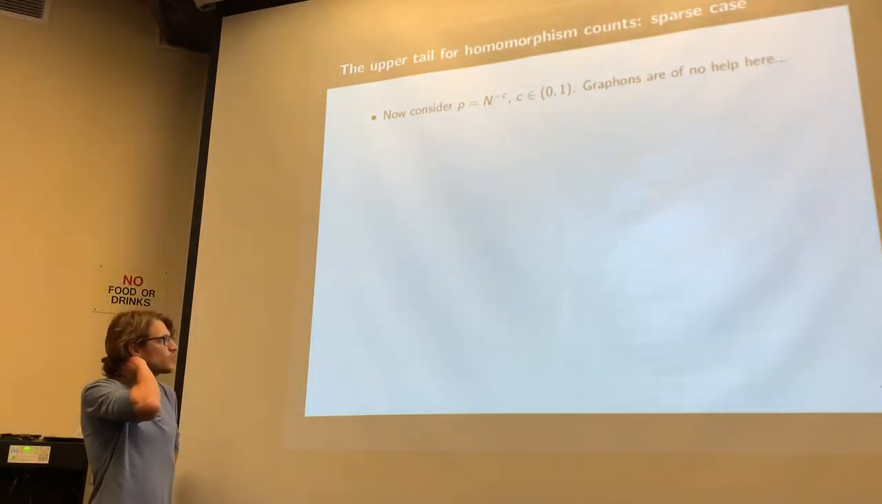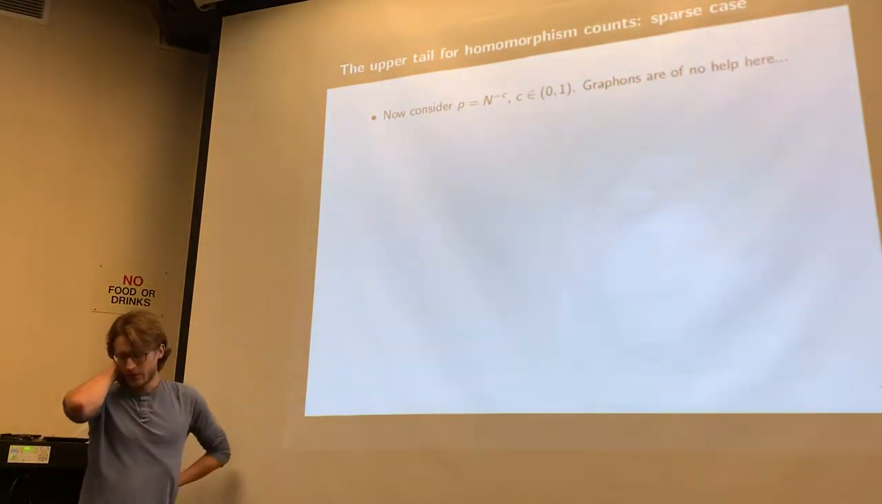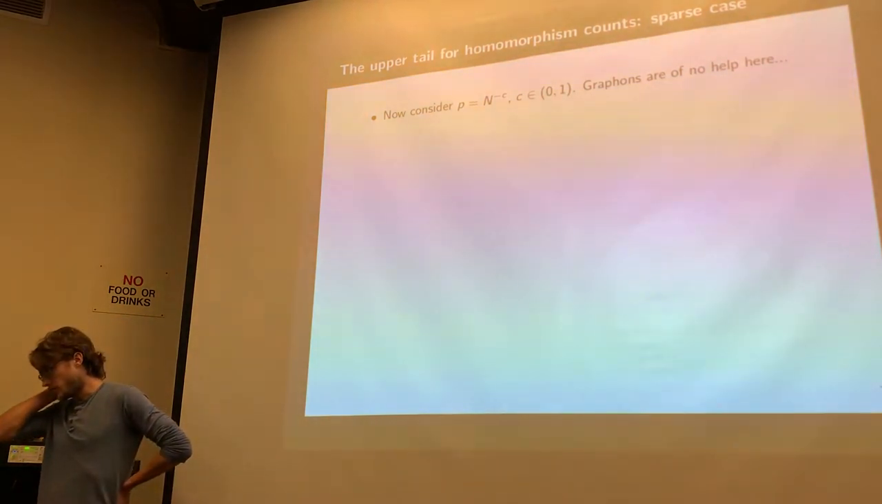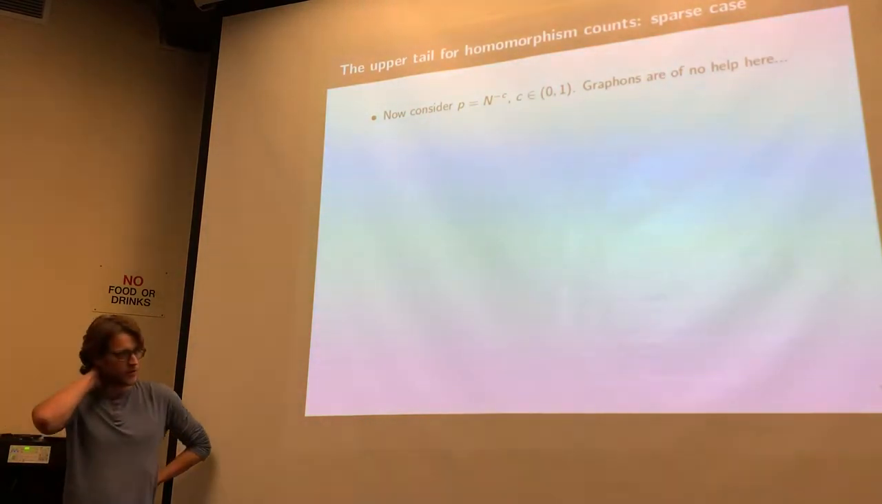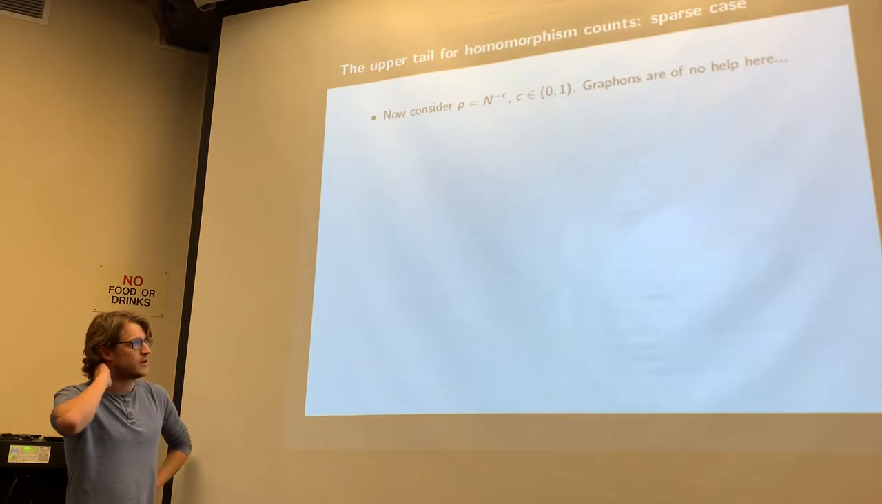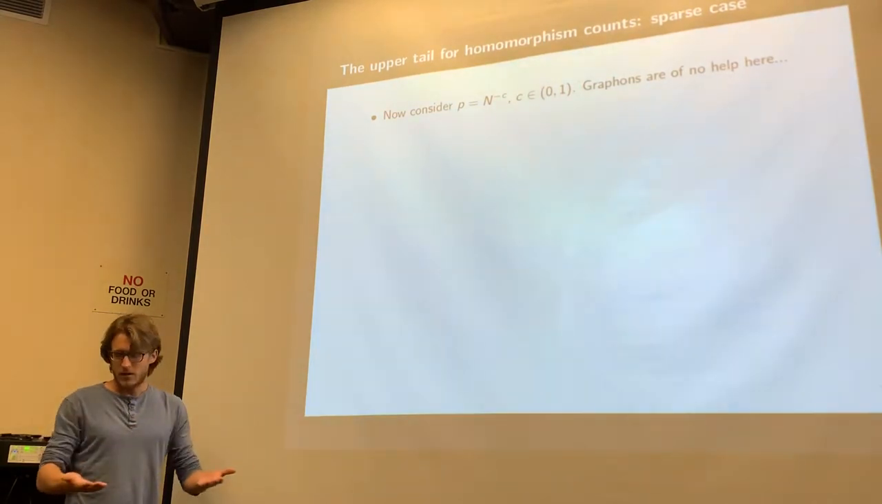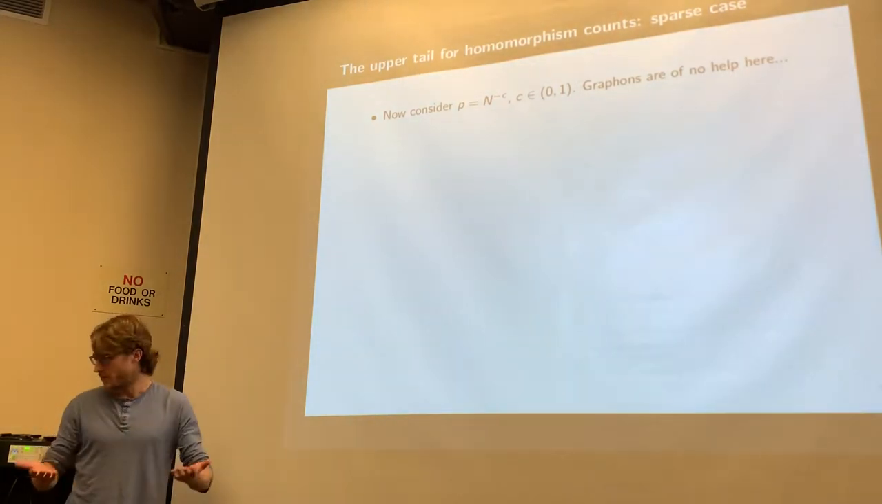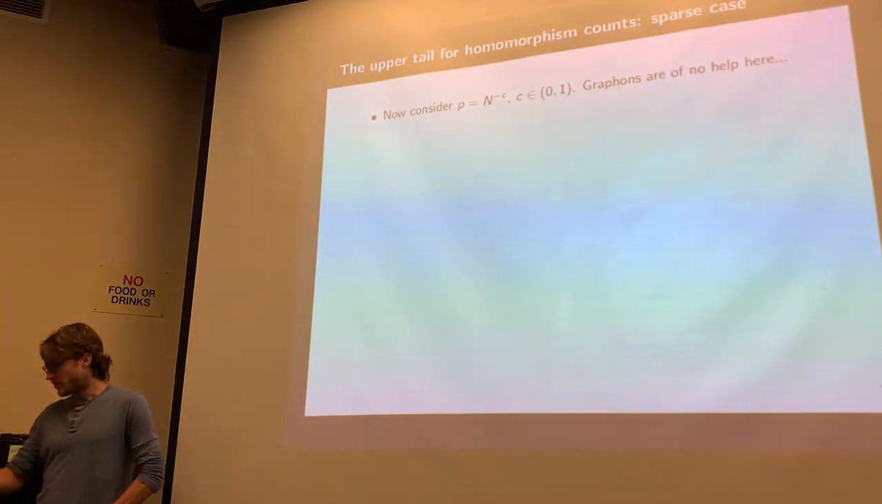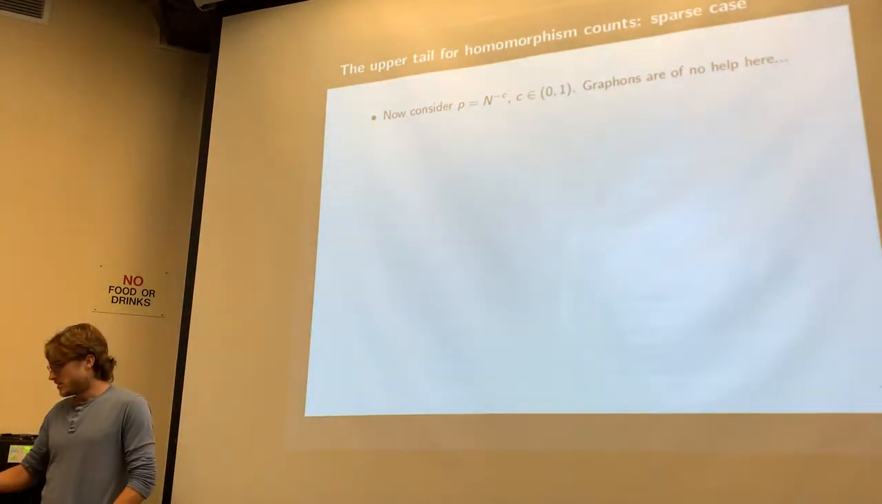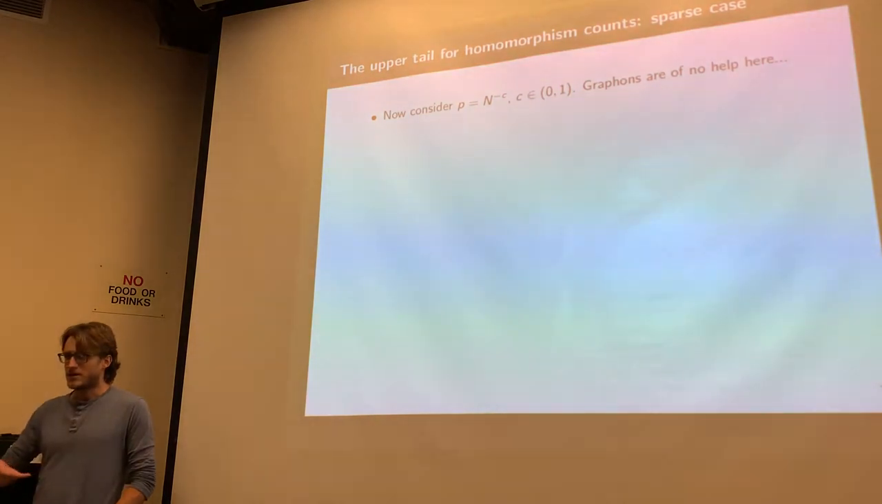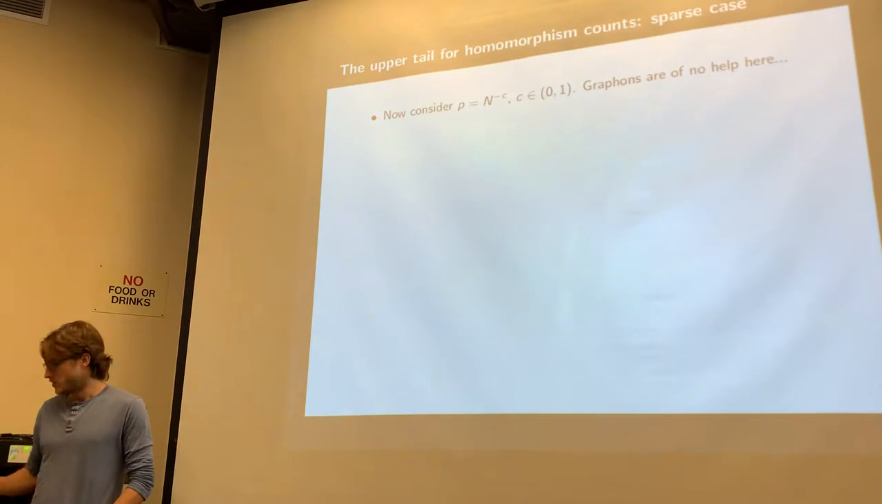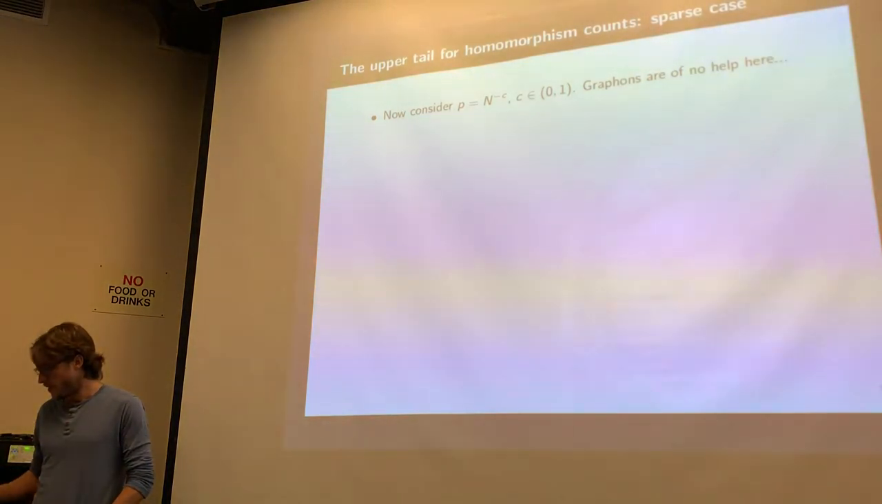Okay, so we're interested in the sparse case. So what if the connectivity parameter p is decaying like n to the minus some constant? So graphons aren't of any help here. I mean, sort of, it's just sort of trivial. If you have an Erdos-Renyi graph of this density, then there's an obvious graphon that is an excellent approximation to this graph, which is just identically zero. So you don't really get anything from graphons.